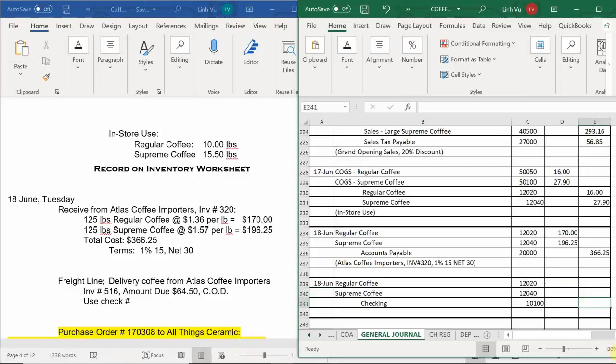How much am I going to be writing this check out for? $366.25. That was the previous transaction. I'm on the second one now. How much is my check going to be written out for? To pay for the shipping cost to deliver the coffee to my store.